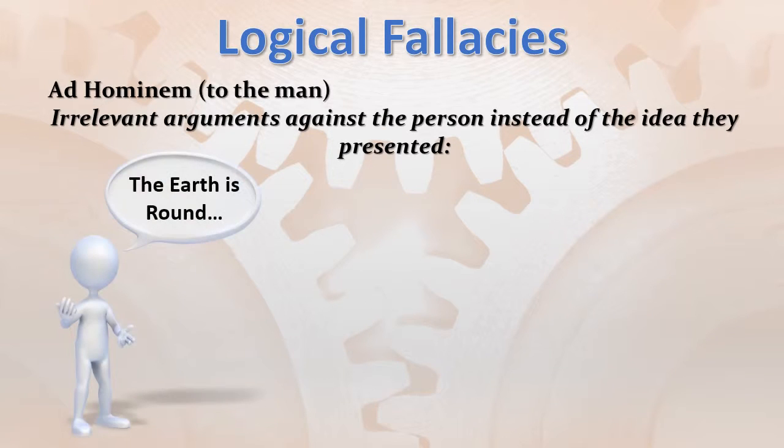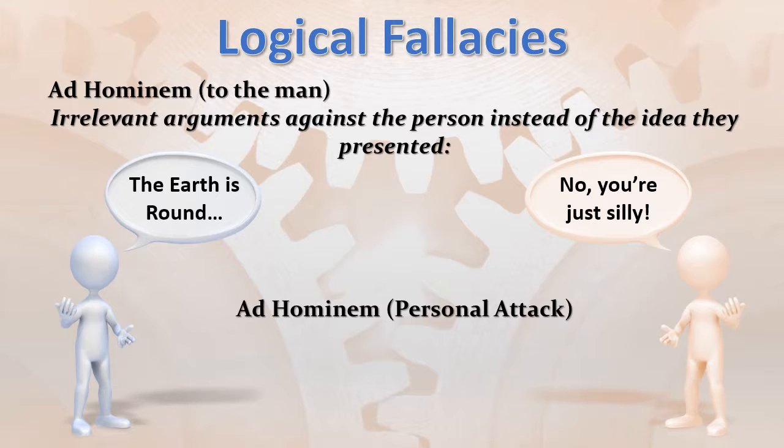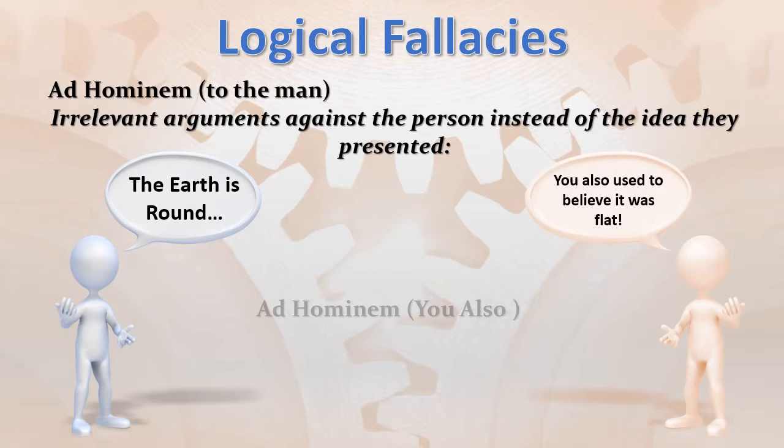If Bob said, "The earth is round and satellite pictures prove it," and Joe said, "No, you are just silly," Joe used an ad hominem personal attack against Bob instead of discussing why he disagreed with the claim. Joe tried to deny Bob's claim without actually addressing the claim itself. If Joe then said, "And you also used to believe it was flat, Bob," Joe used another form of the ad hominem fallacy called the "you also" attack to point to Bob's previous position, instead of discussing why he disagreed with Bob's actual claim that the earth is round.